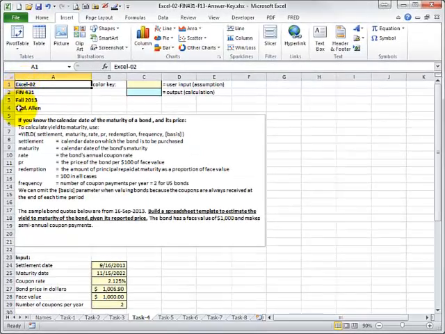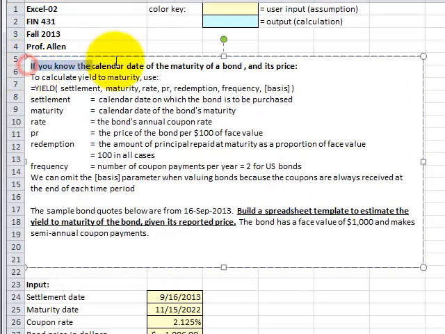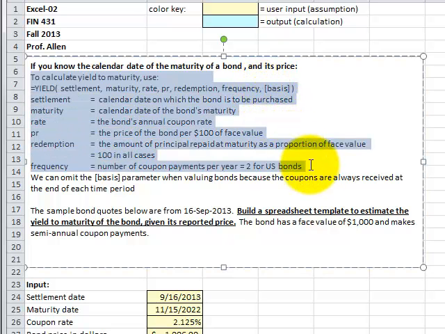This is task number 4. It's a variation of an earlier task, number 2, where we were trying to solve for the yield given that we knew the price. The difference in this case is that we know the maturity date of the bond as a calendar date rather than number of years, but we still know its price. In this case, we're going to use the yield function as highlighted here. The yield function has a number of parameters we'll look at in just a moment.